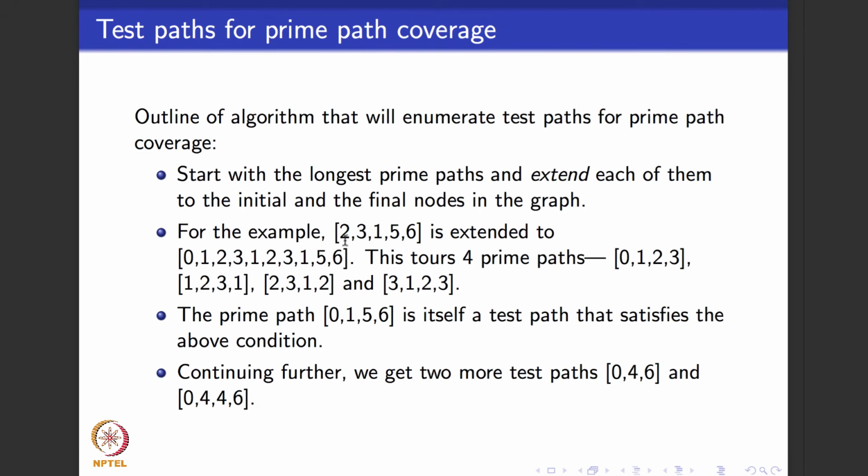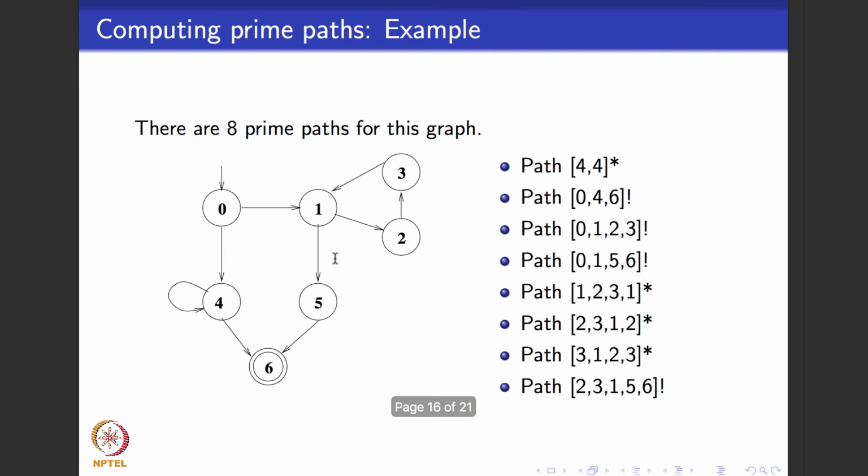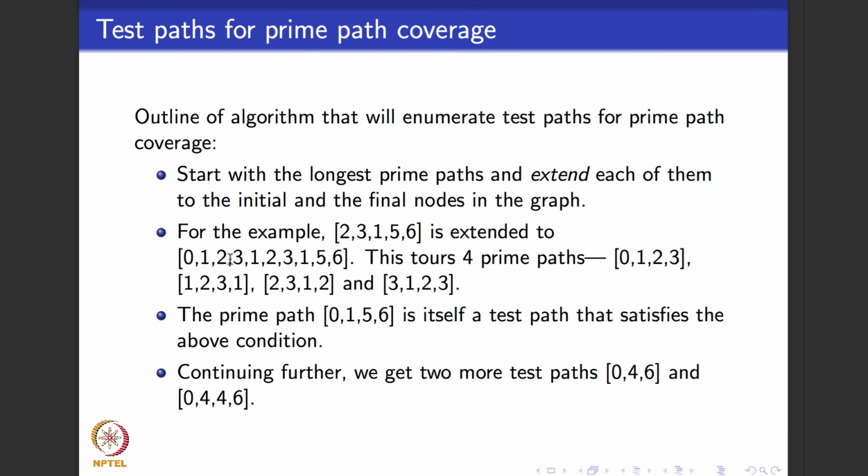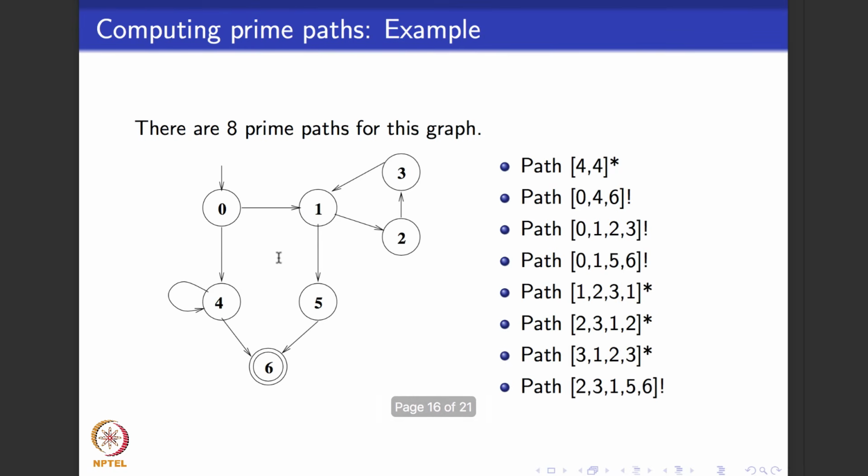So if I do that for 2, 3, 1, 5, 6, I get such a path. I get 0, 1, 2, 3, 1, 2, 3, 1, 5, 6, right? So I'll trace it out here, 0, 1, 2, 3, right? 1, 2, 3, 1, 5, 6. Now you might ask, why did I repeat this 1, 2, 3 twice? I could have not done that. I could have done 0, 1, 2, 3, 1, 5, 6.